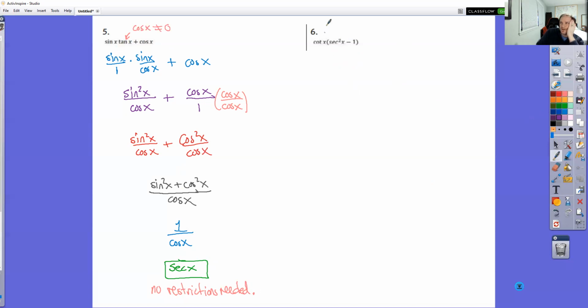Okay, number 6. So the temptation would be to turn everything into sine and cosine, distribute the cotan. You don't want to do any of that because you should see the secant squared minus 1 and immediately be thinking about how that's a Pythagorean identity.